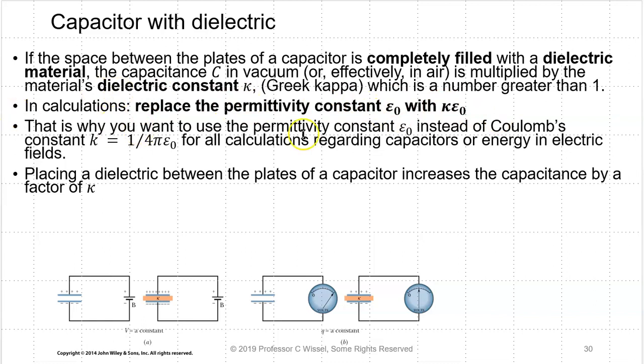This is why you want to use the permittivity constant epsilon naught instead of Coulomb's constant K. Yes, I know, K, not kappa, K, which equals 1 over 4 pi epsilon naught. These are not the same. This is kappa and that's K for all calculations regarding capacitors or energy in electric fields. Placing a dielectric between the plates of a capacitor increases the capacitance by a factor of kappa.